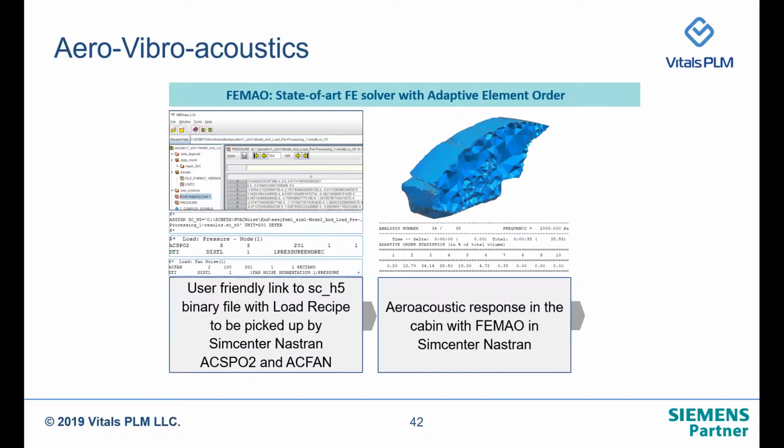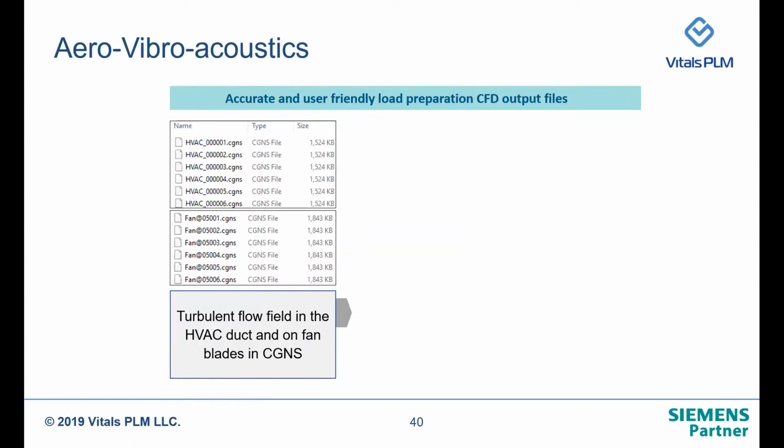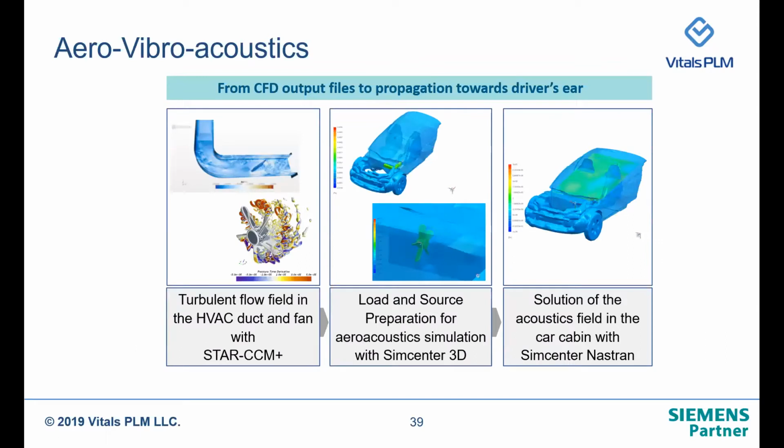the radiated sound field from the noise sources, which are the HVAC duct and the fan blade surfaces, can be modeled, and we can see the sound pressure levels at different frequencies or the dominant frequencies, and that would result in the animation which we see on the right side, the extreme right side.